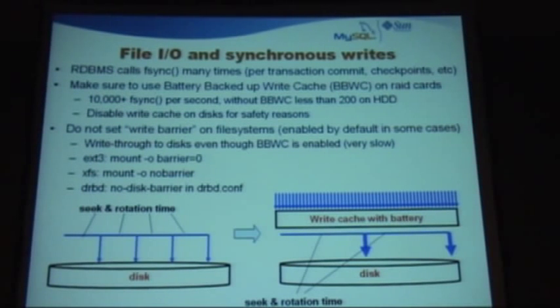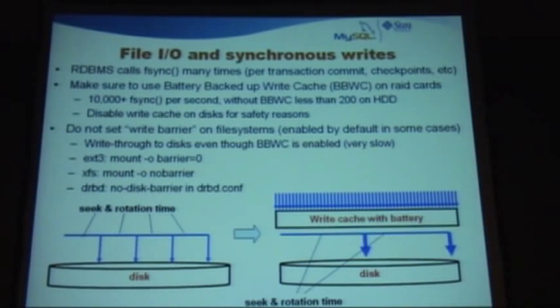And disable write cache on disks for safety reasons. On Linux, in many cases write cache is enabled on storage, but this is dangerous. So enable write cache on the hardware RAID controller and disable write cache on disk. So you can gain more than 10,000 fsyncs per second with safety.